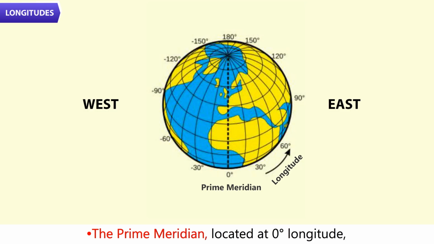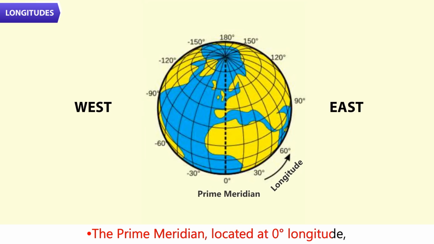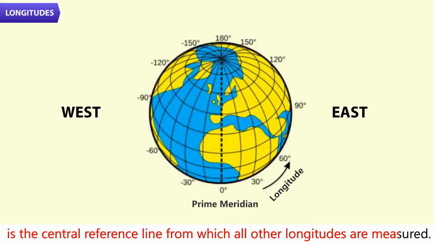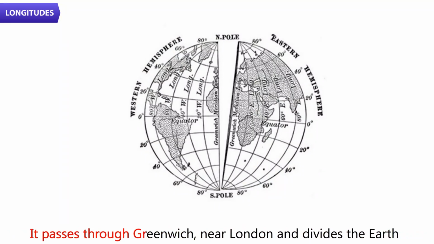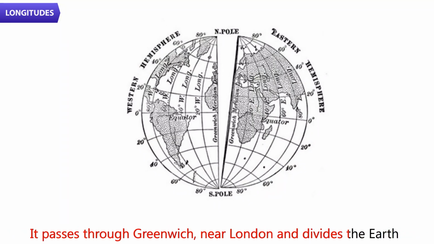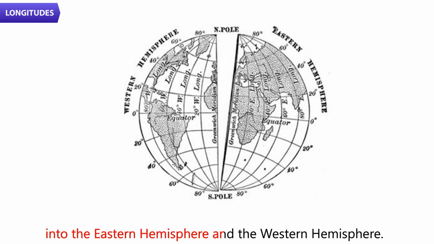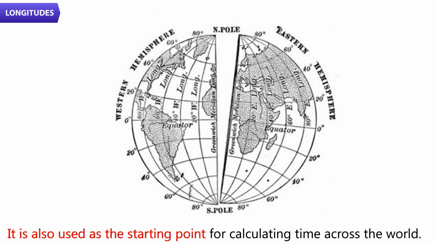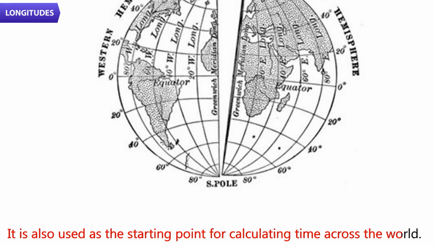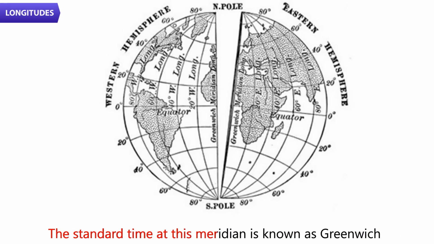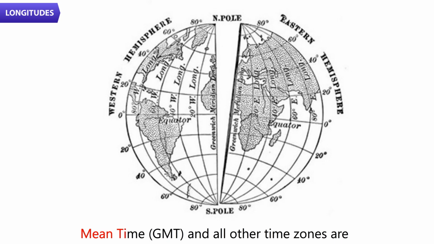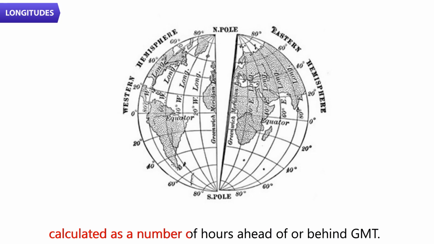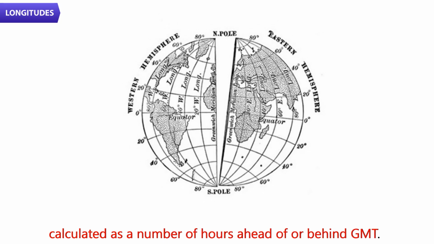The prime meridian, located at 0 degree longitude, is the central reference line from which all other longitudes are measured. It passes through Greenwich, near London, and divides the Earth into the eastern hemisphere and the western hemisphere. It is also used as the starting point for calculating time across the world. The standard time at this meridian is known as Greenwich Mean Time (GMT), and all other time zones are calculated as a number of hours ahead of or behind GMT.